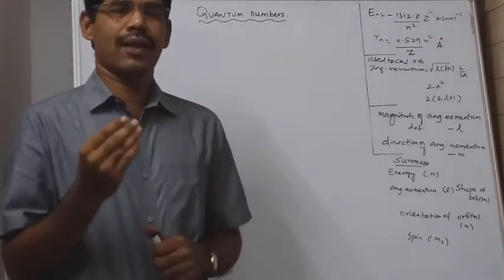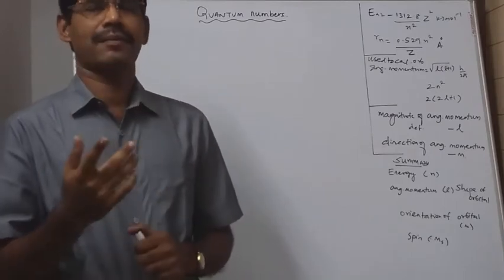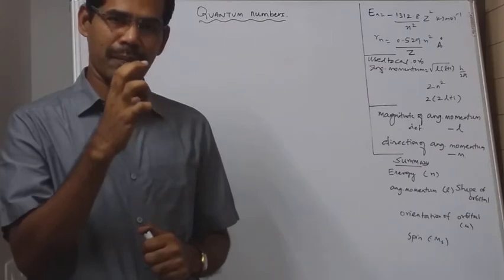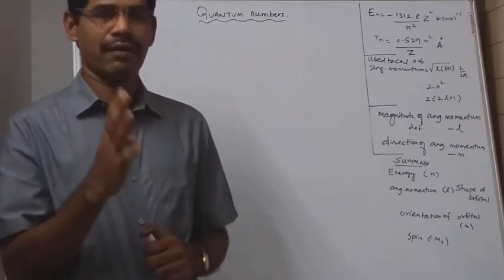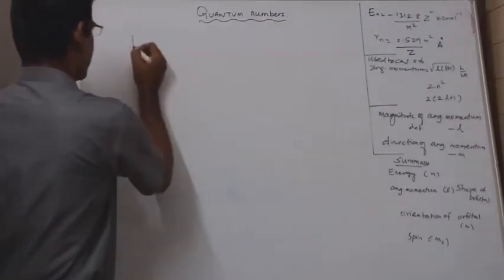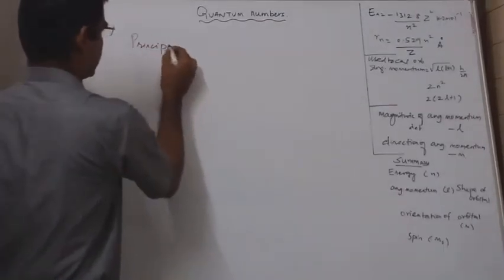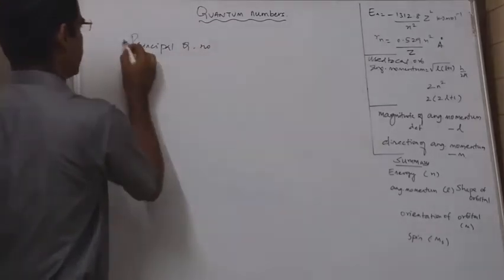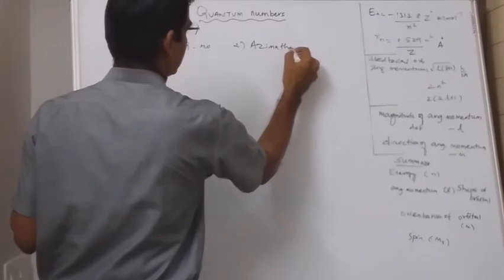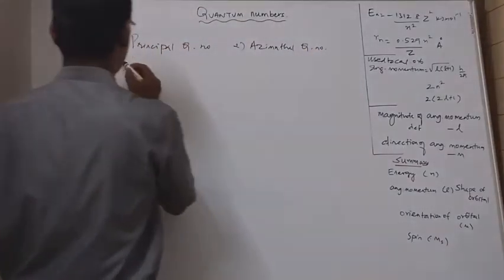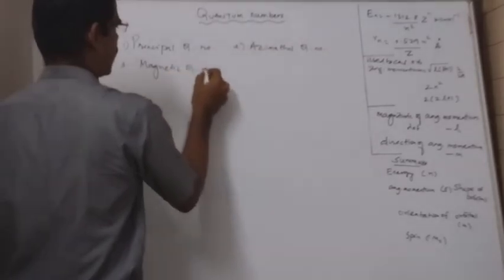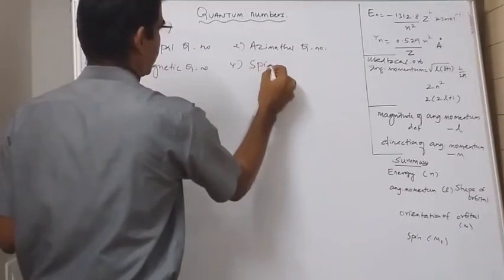Also they say to completely describe an atom or to completely describe an electron present in an atom, we require 4 quantum numbers. They are, number 1, principal quantum number. Then number 2, azimuthal quantum number. Then number 3, magnetic quantum number. And number 4, spin quantum number.